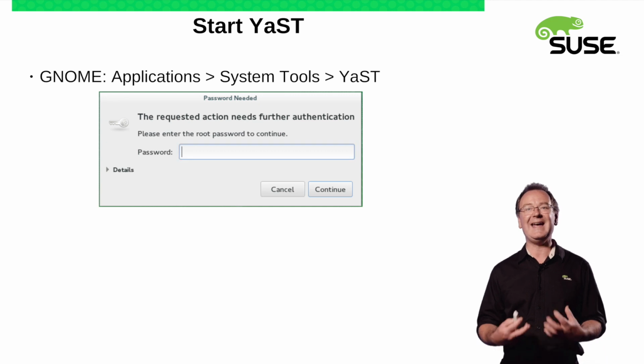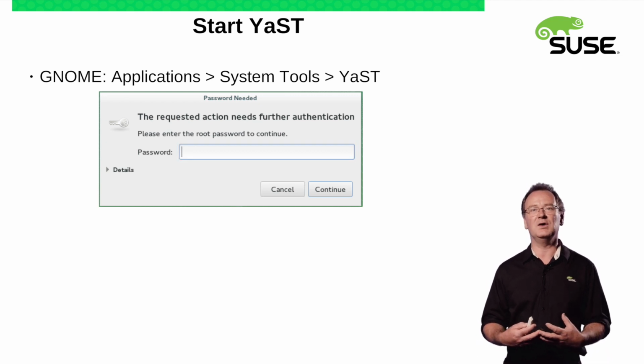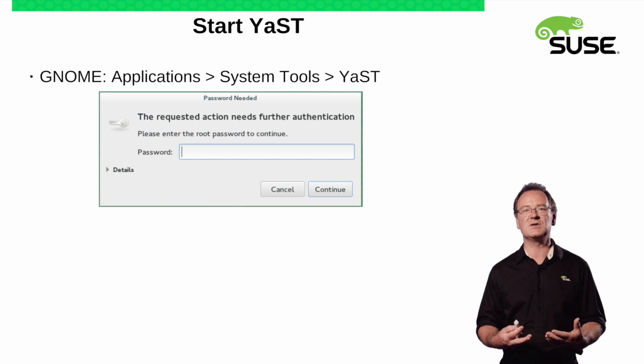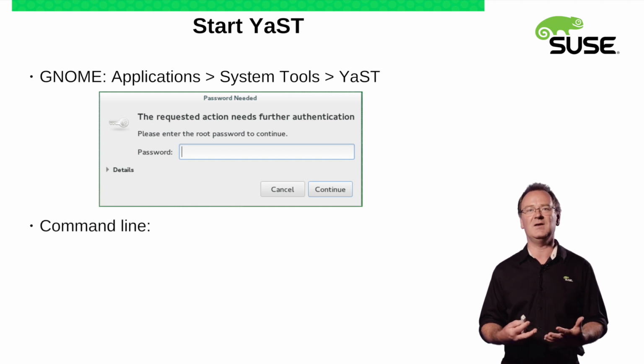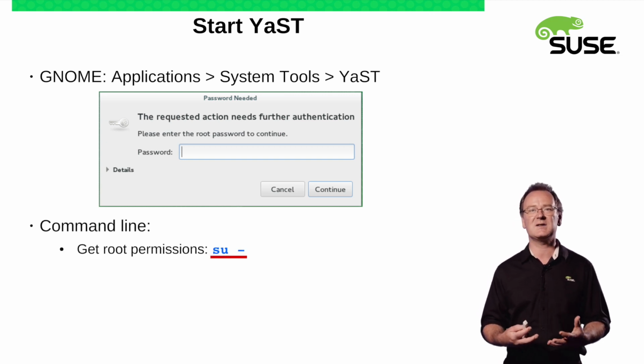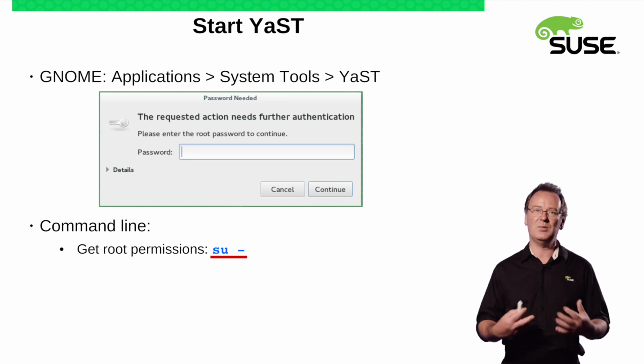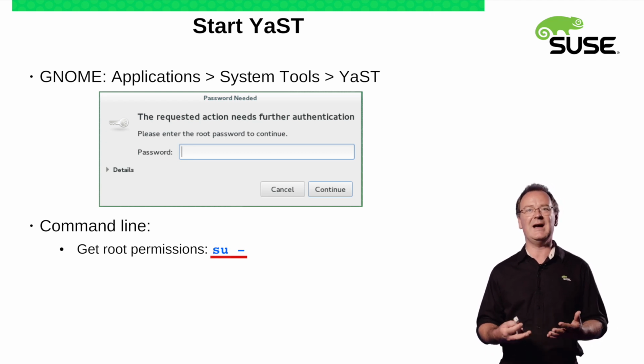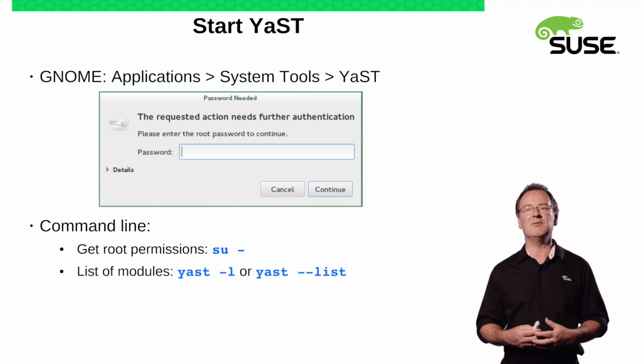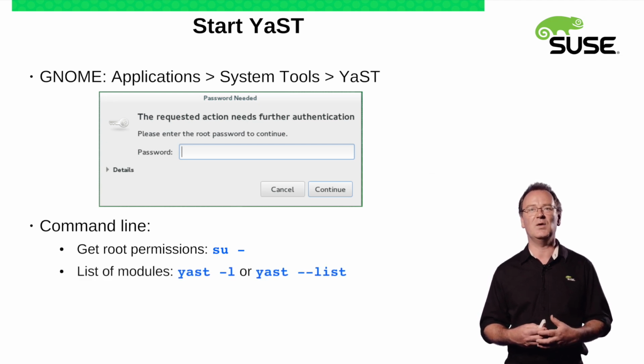If you're going to run the ncurses version, what you'd do is switch to the root user first. So in your terminal window, do an su space minus, press enter, put in the root's password, and you're now the root user, and then you can type in yast, and it'll go and run the ncurses version for you.